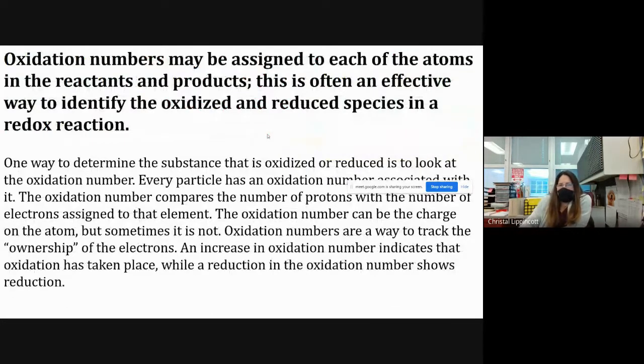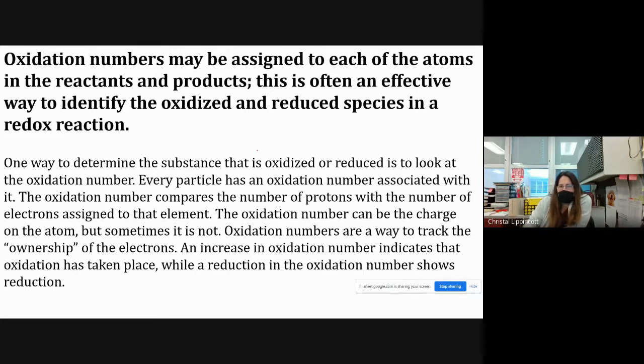All right. So oxidation numbers are assigned to each element in the reactants and the products. This is an effective way to identify which one's being oxidized and reduced. One way to determine the substance that is oxidized or reduced is to look at the oxidation numbers. Every particle has an oxidation number associated with it. We went through that already. Oxidation number compares the number of protons with the number of electrons in that element. It is the charge of the element, and they're a way to track who has the different electrons and where they're going to exchange to. An increase in oxidation number indicates that oxidation occurred, while a decrease shows that reduction occurred.